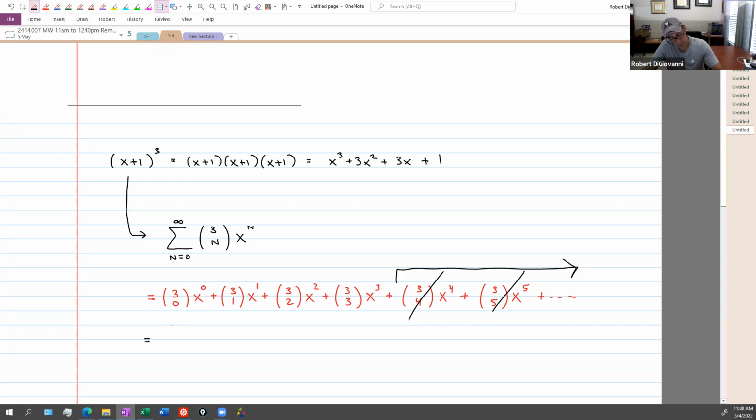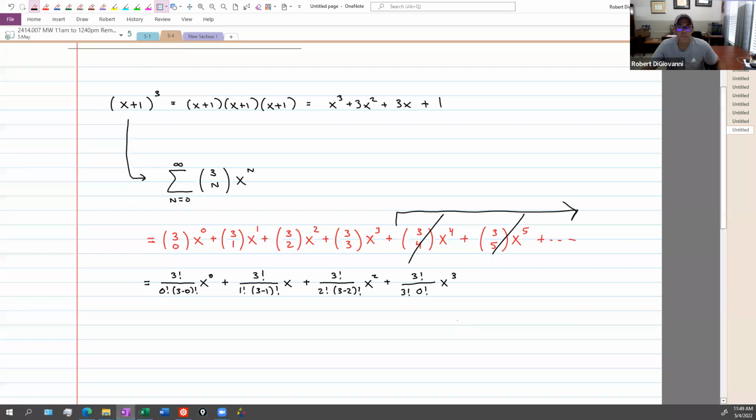So now let's do this. This, by definition, is 3 factorial over 0 factorial times 3 minus 0 factorial, x to the 0. I know that looks crazy. Plus now 3 factorial over 1 factorial times 3 minus 1 factorial, x, and then 3 factorial over 2 factorial times 3 minus 2 factorial, x squared, and then 3 factorial over 3 factorial times 0 factorial, x cubed. Which is, let's see, what is this first one? What's 3 factorial over 0 factorial times 3 factorial?